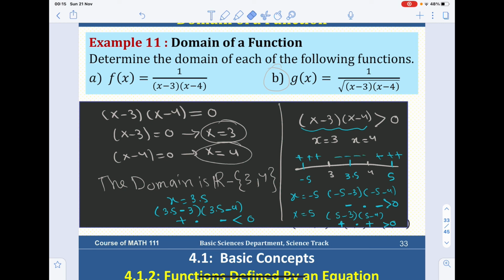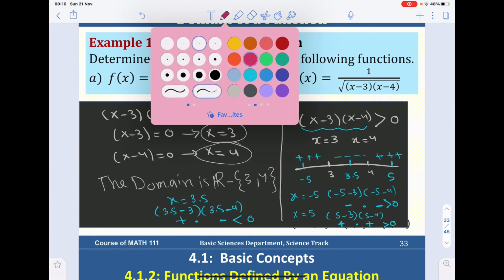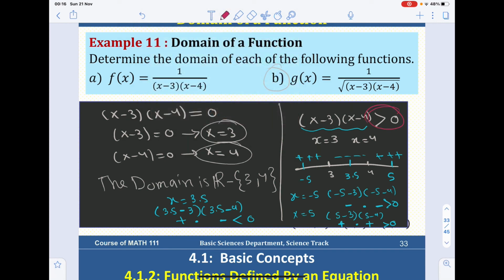Okay, now let's compare. Since in the question we want it to be more than 0, we want a positive sign. So I will choose this interval and this interval in my domain. The domain should be from negative infinity to 3, and I will not include the 3 because, as we said, the 3 makes the denominator 0, and this is not accepted. Union from 4 open to infinity open.